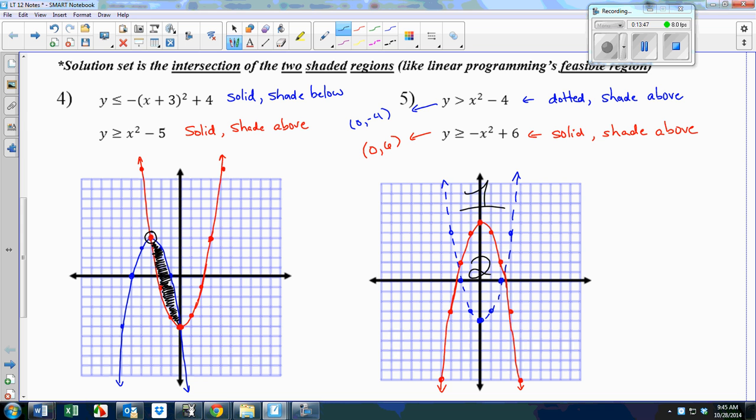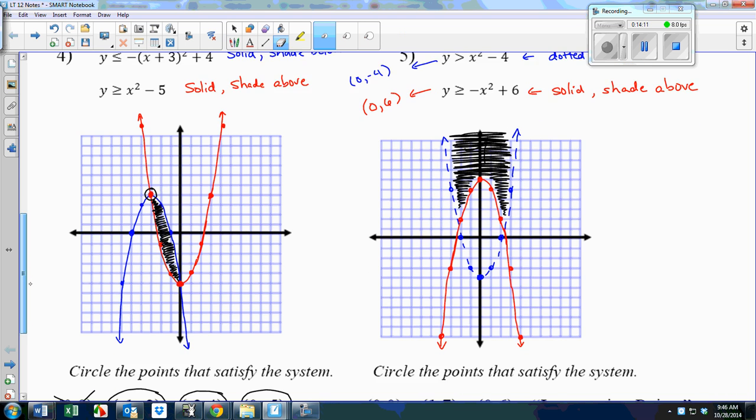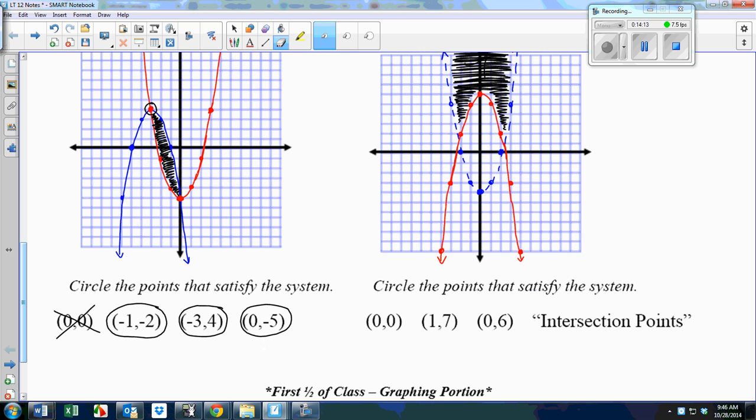Inside of the blue dotted parabola. Now, which one is it? 1 or 2? Well, the red says also shade above. So it's the option number 1. You will shade in here. Above the red and above the blue, which is inside of the blue. And I'll erase the other 2 there. All right, and then the interpretive questions.